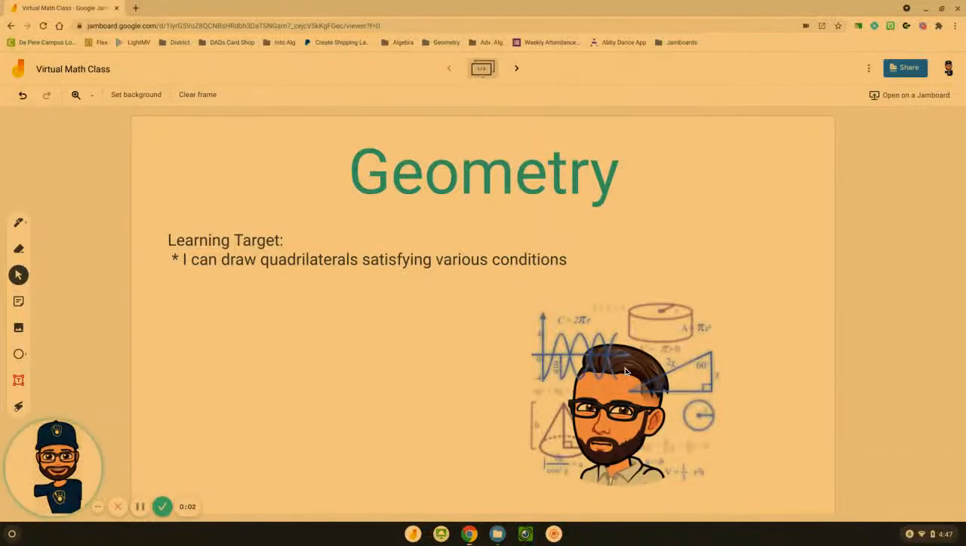Hello geometry students, and welcome back to another video lesson today where we continue to talk about quadrilaterals. We're going to spend a little bit more time specifically looking at the certain criteria or evidence that is needed to name quadrilaterals very specifically.